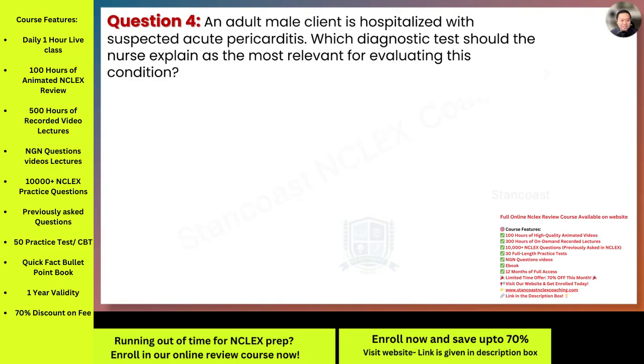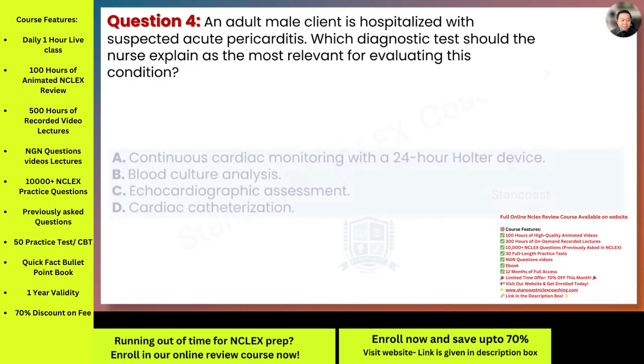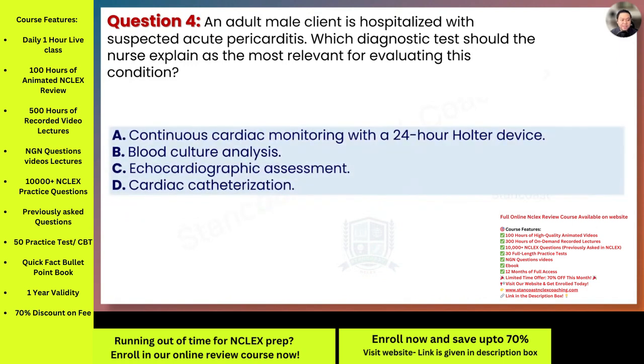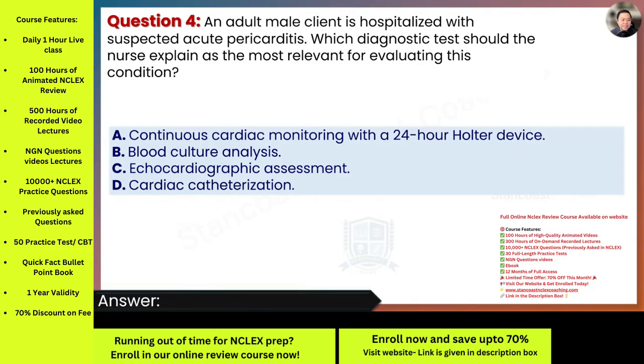Number 4, an adult male client is hospitalized with suspected acute pericarditis. Which diagnostic test should the nurse explain as the most relevant for evaluating this condition? Options: A, continuous cardiac monitoring with a 24-hour Holter device. B, blood culture analysis. C, echocardiographic assessment. D, cardiac catheterization. The answer here is letter C.